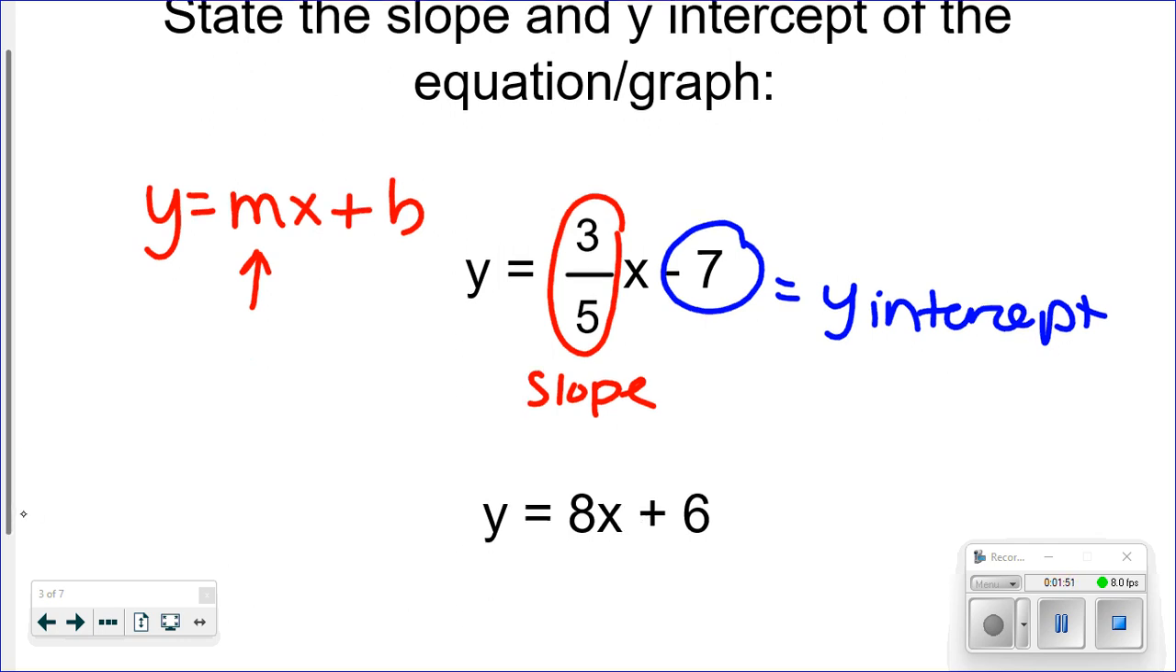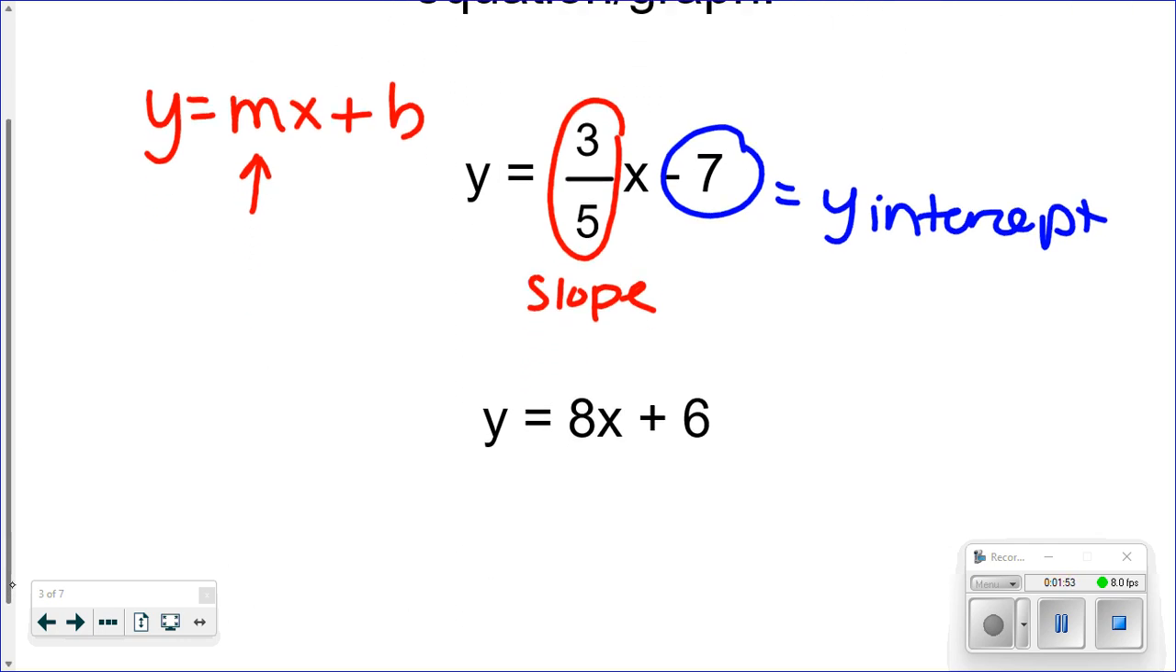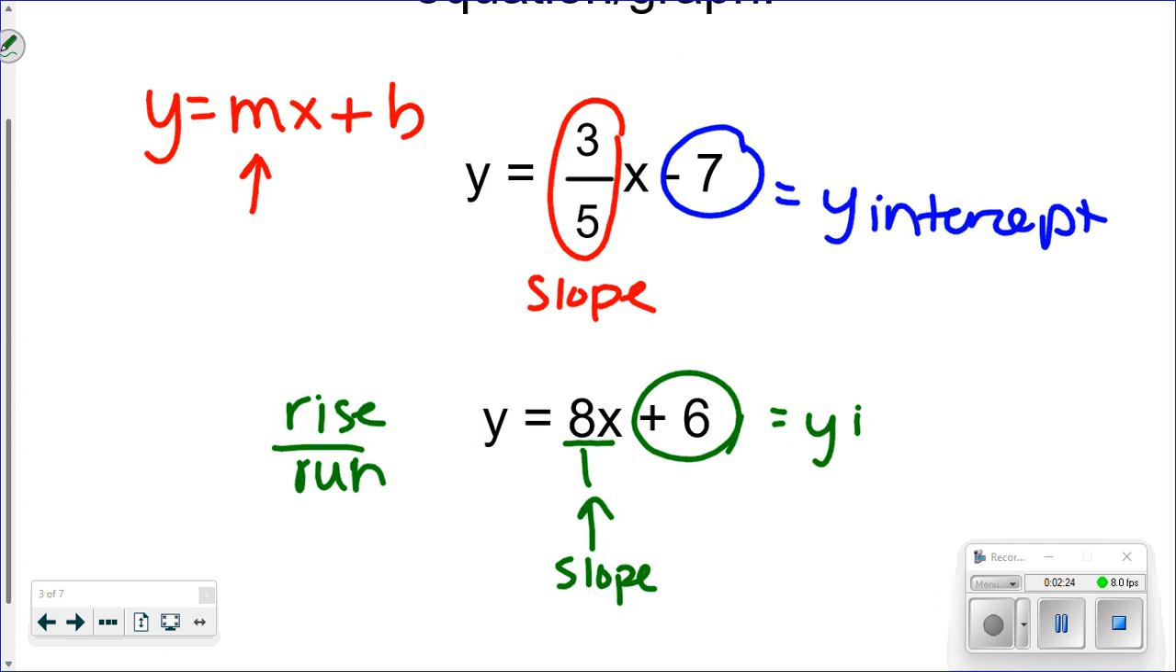Okay, so the other thing, here I have y equals 8x plus 6. So slope would be here. Now if it's just a regular whole number, you can put it over 1, because then you have a rise over run. Remember, slope is rise over run, and usually there's numbers on top and bottom. So if you have a whole number that doesn't have a number on the bottom, you can put a 1 underneath of it and it makes it in slope form. So this would be your slope, and this right here would be your y-intercept.